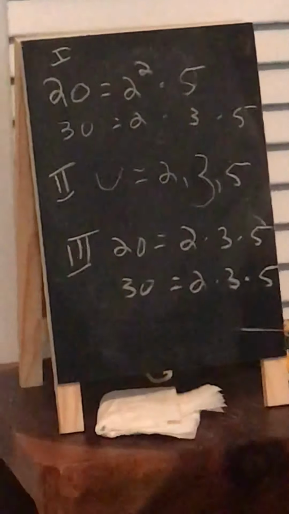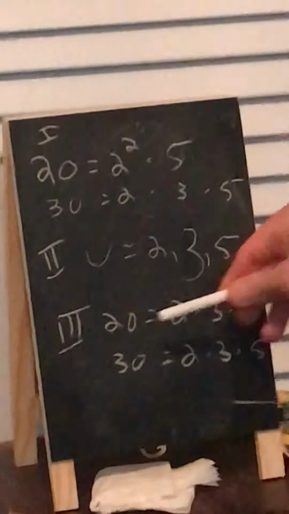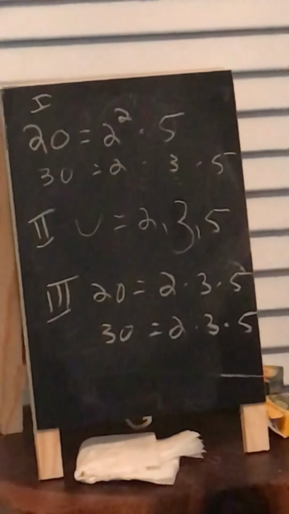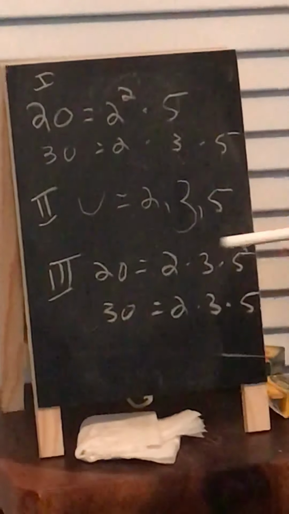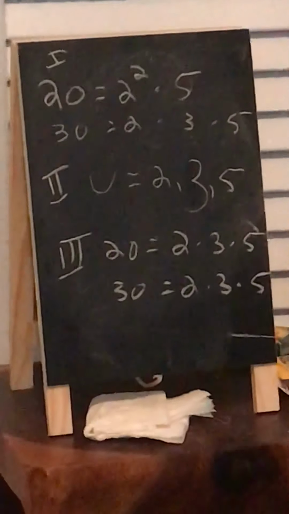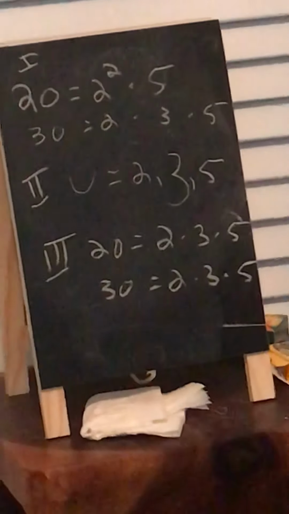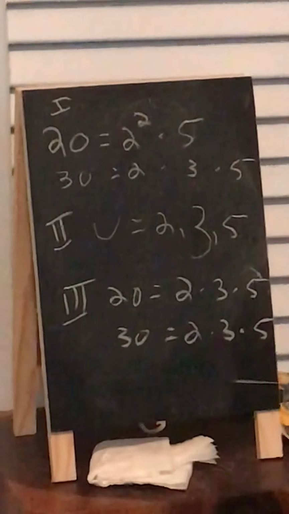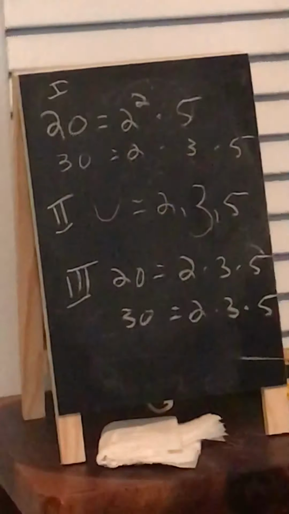So now the next step is to write 20 and 30 as the product of every prime in the universe. 20 is 2 times 3 times 5, and 30 is 2 times 3 times 5. But wait, you say, Dr. Crusher, 20 is not 2 times 3 times 5. Hold on. We're going to turn the blackboard around.